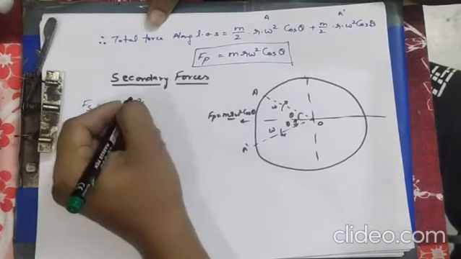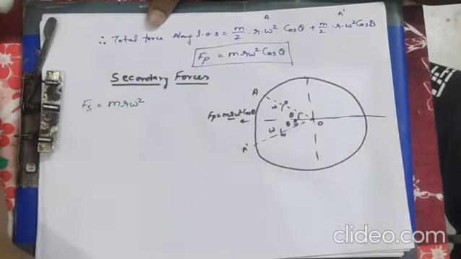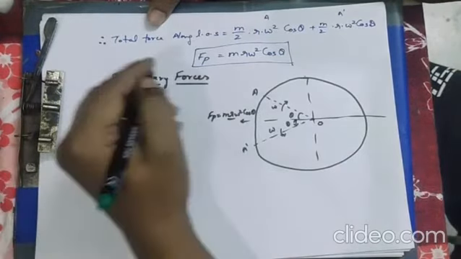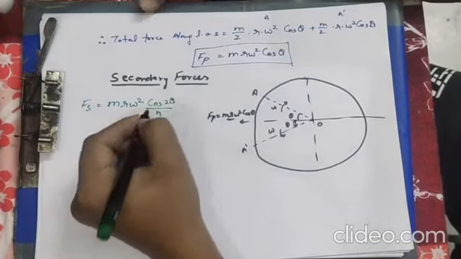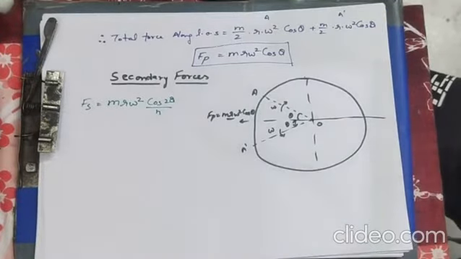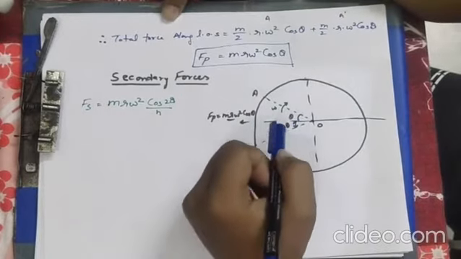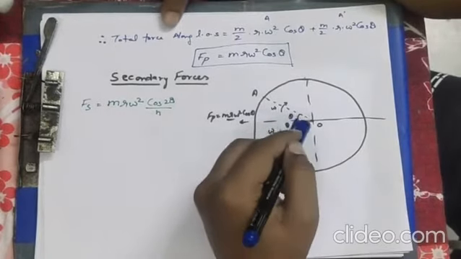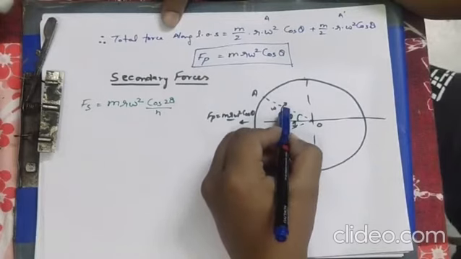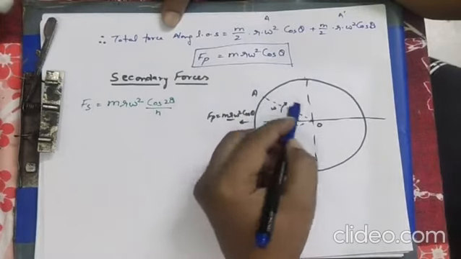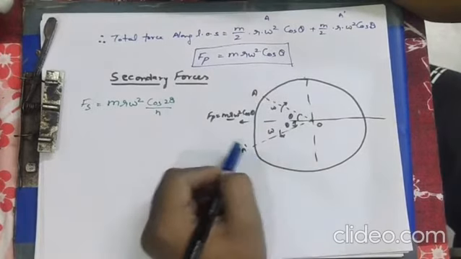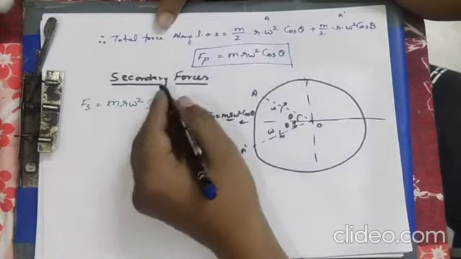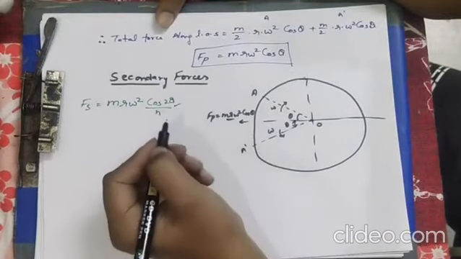mr omega square cos 2 theta upon n. Yes, this is the magnitude. That means the time at which the primary, this you need to understand. The time at an instant when it is making an angle theta, the primary forces having the crank OA and OA dash, but at the same time the secondary forces has the magnitude of 2 theta.